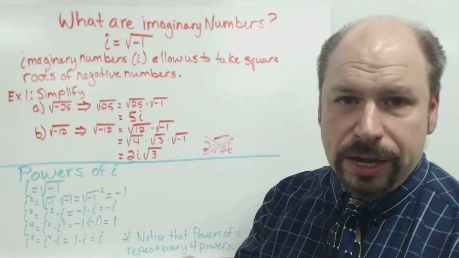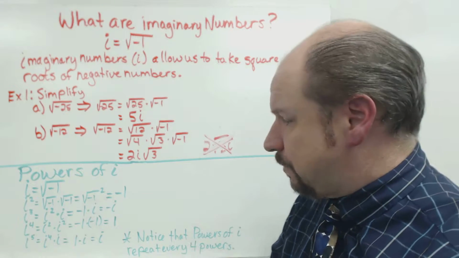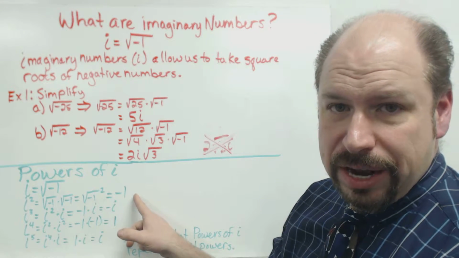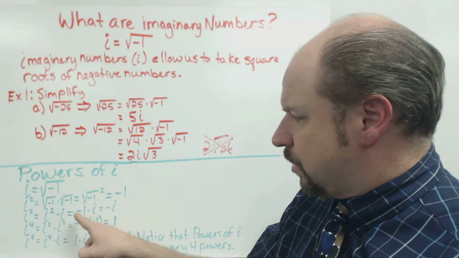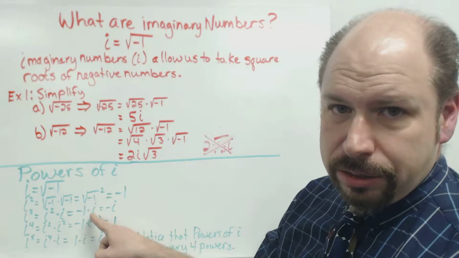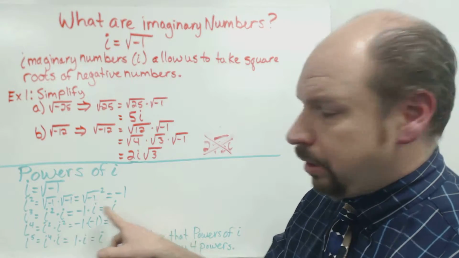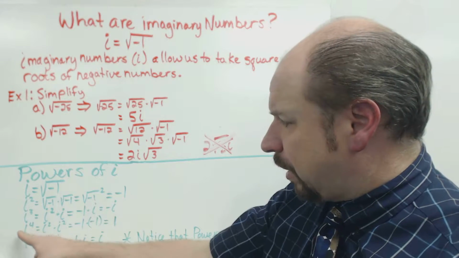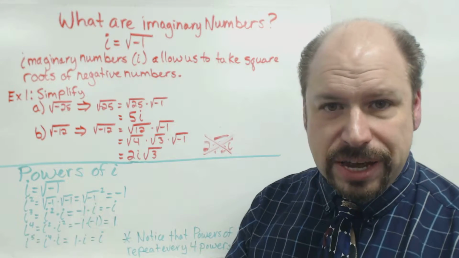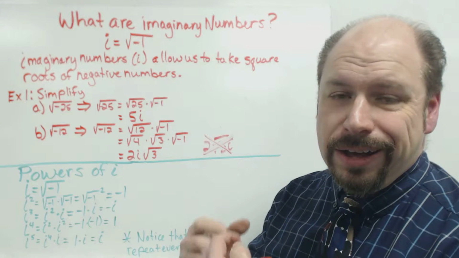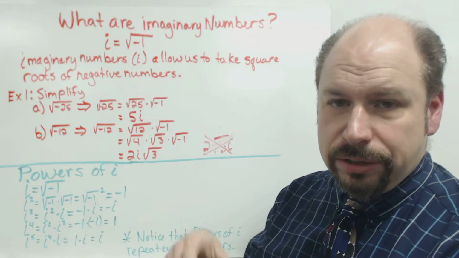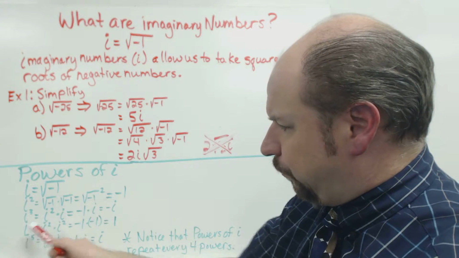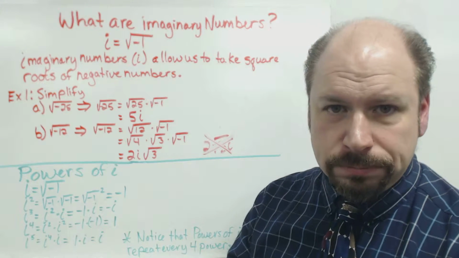i cubed. Well, i cubed we could rewrite as i squared times i. And we just talked about that i squared is -1. So it becomes -1 times i, which is simply -i. So i cubed is equal to -i. How about i to the fourth? Well, i to the fourth is i squared times i squared. i squared is -1, so -1 times -1 is +1. So i to the fourth is equal to +1.